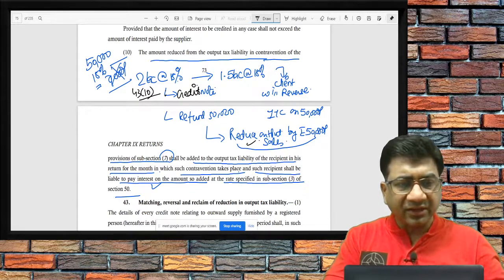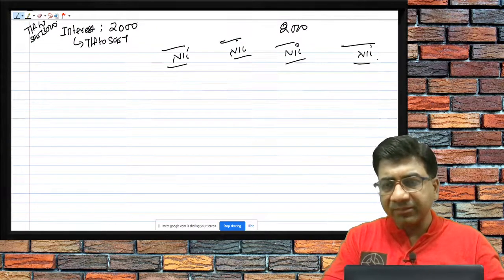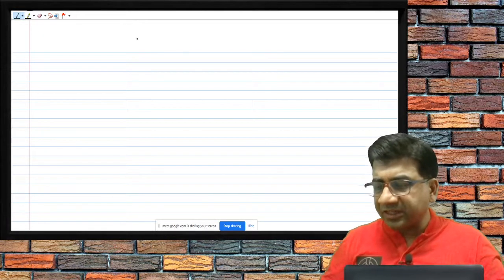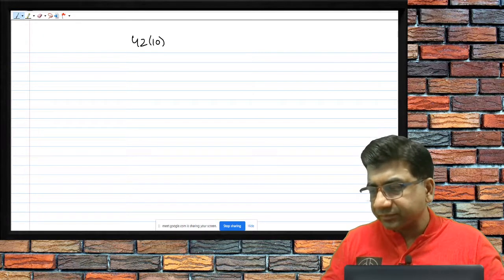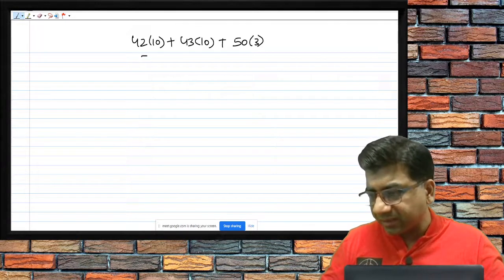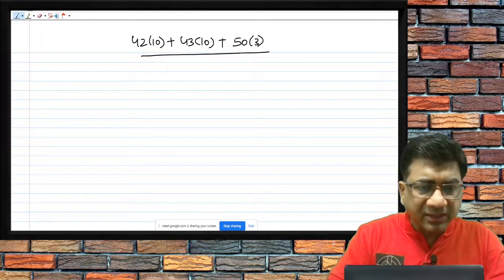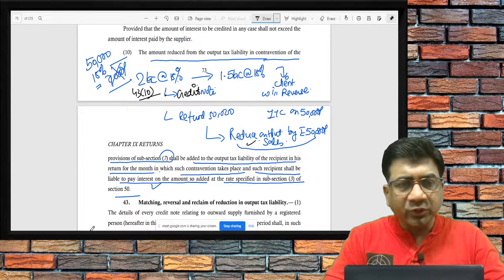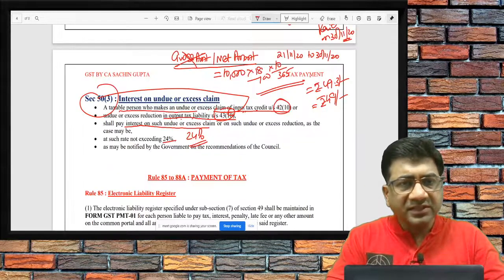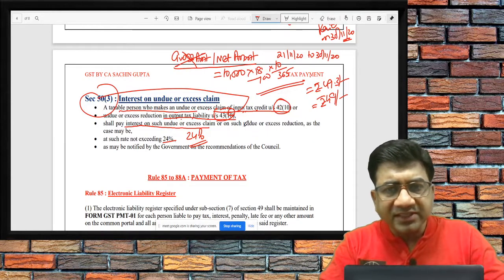Let's make a chart. देखिए, chart is the only way of removing confusion. Let's come. So please combine section 42 10, 43 10 and section 50 subsection 3. Let's combine all the three so that there is no confusion. तो एक बार सेक्शन नंबर चेक कर लें. 42 10, 43 10 and section 53. And what does 53 say? Undue or excess claim. हाँ पढ़ो जरा.